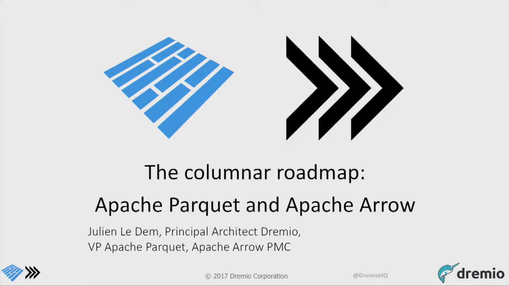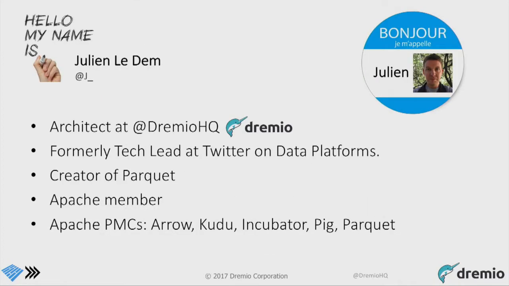I'm Julian. So today I'm going to talk about the Columnar roadmap. In particular, I'm going to talk about Apache Parquet and Apache Arrow. Full disclosure, I co-created Parquet while I was at Twitter. Currently, I'm an architect at Dremio, and we're building data analytics tools on top of a lot of open source work. And I've been involved in various Apache projects over the years.